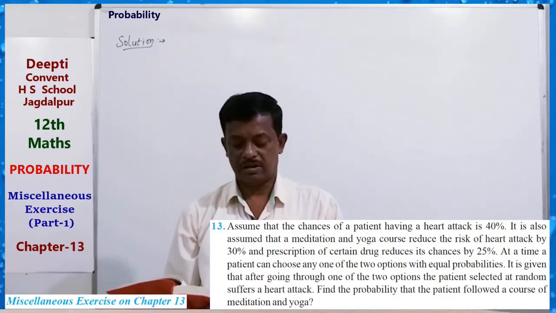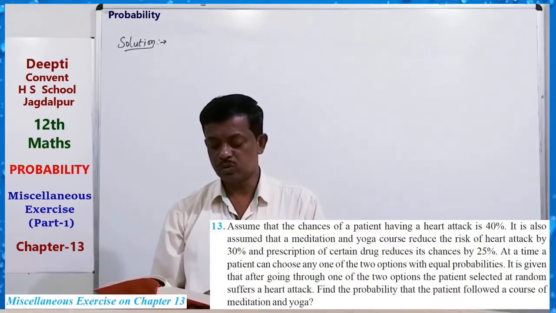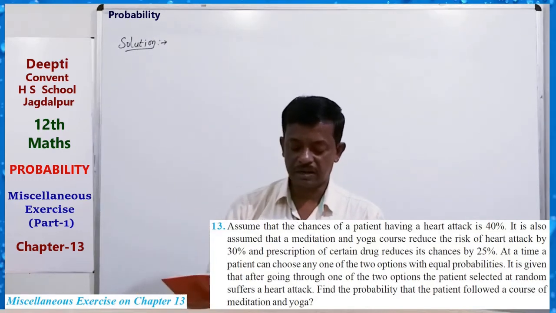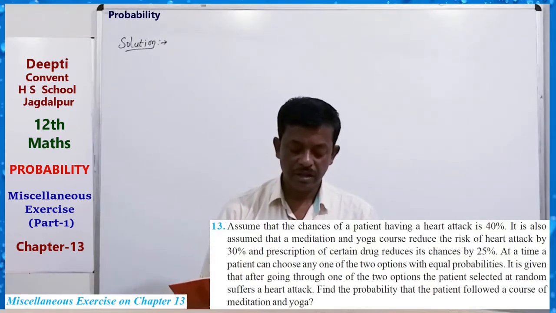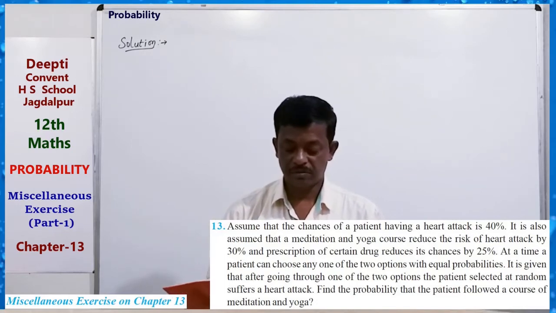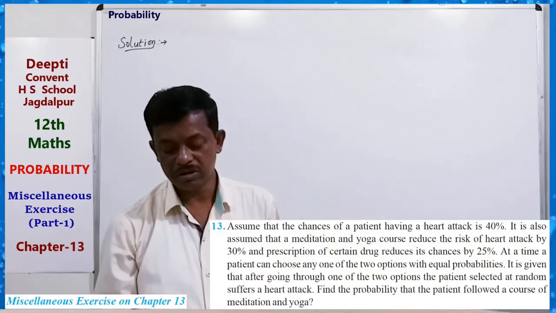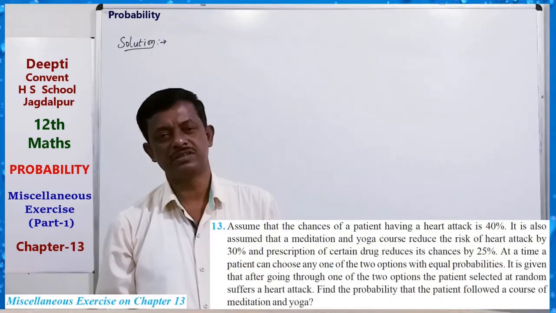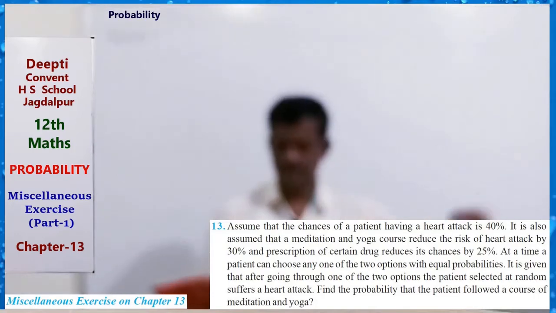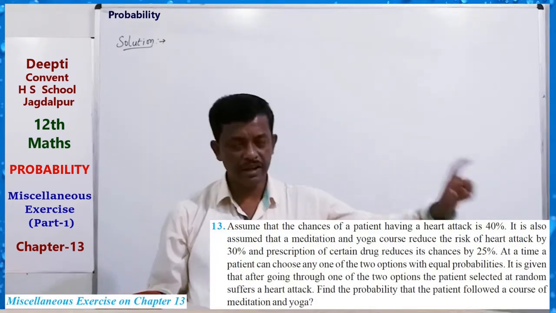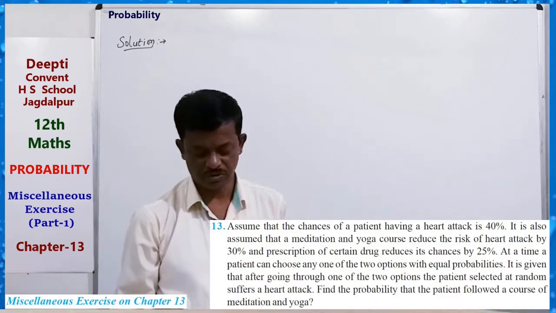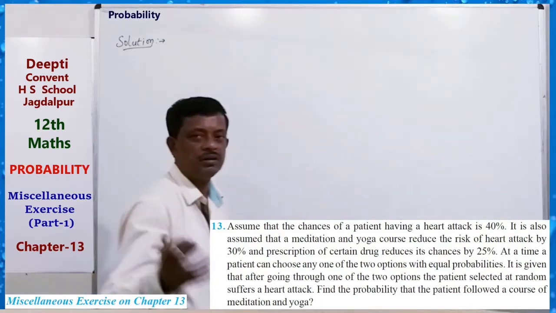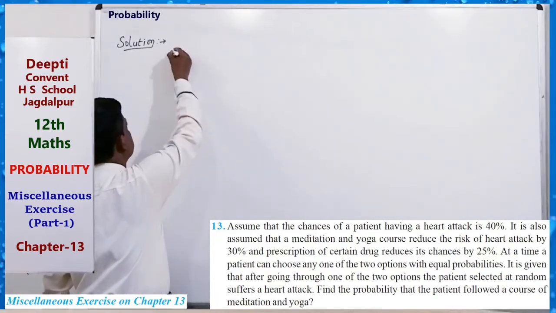It is given that after going through one of the two options, the patient selected at random suffers a heart attack. Find the probability that the patient followed a course of meditation and yoga. Very simple question: E1, E2 for the two ways, and heart attack event A, then you can use the Bayes formula.